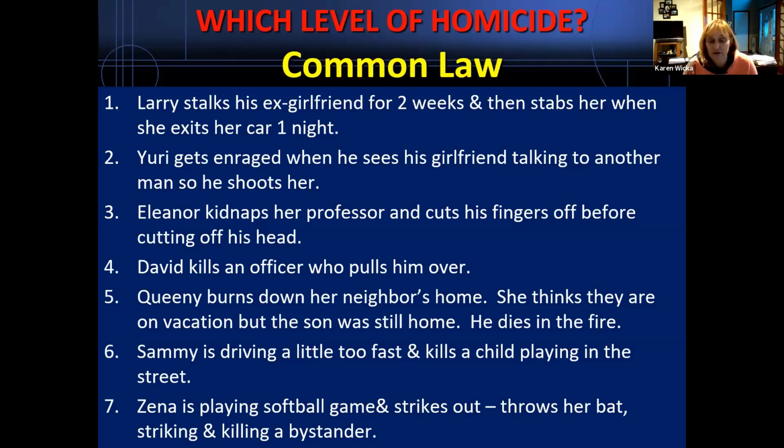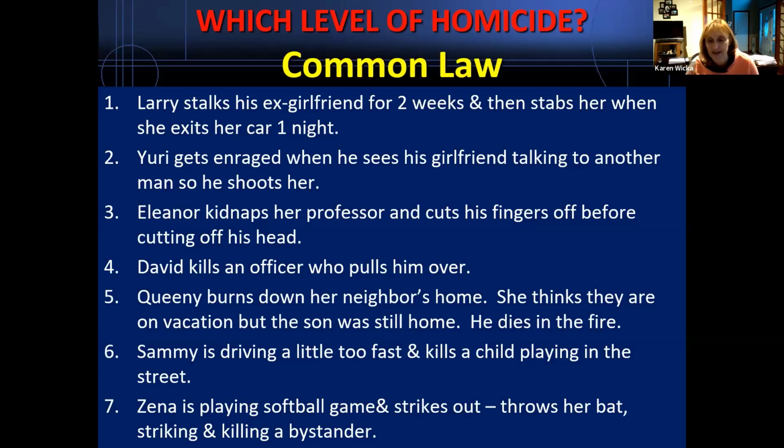David kills an officer who pulls him over. It could be intentional, I guess, or depraved heart. It also could possibly be voluntary manslaughter. Maybe he was so enraged by being pulled over. I'm not sure the court would recognize that as adequate provocation, though. So it probably would be either intentional, if you could show any premeditation, if he had a beef with this officer from the past, so he planned it, or otherwise depraved heart, 2nd degree.